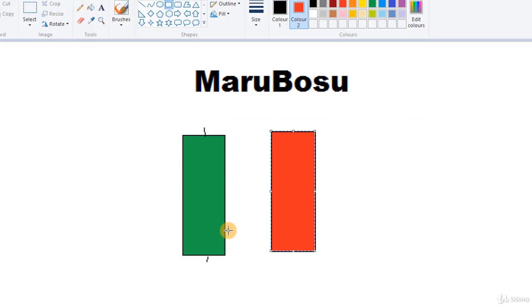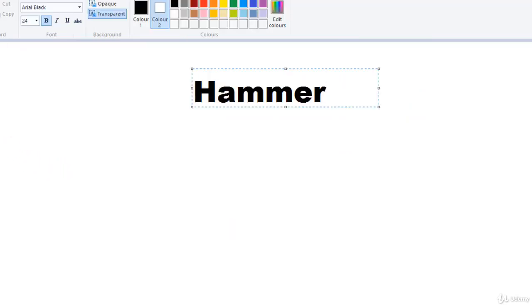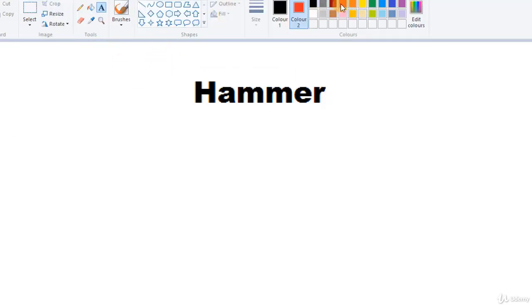And now let's go ahead and cover the other candles. Let's move on to another candle, which is the hammer in this case. Let me show you how a hammer looks.